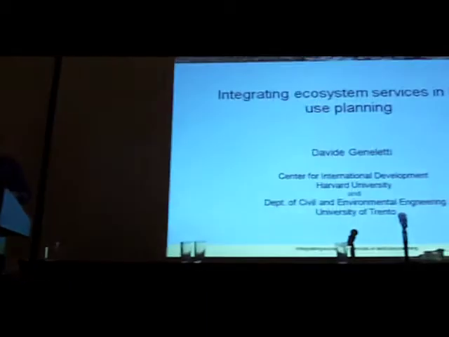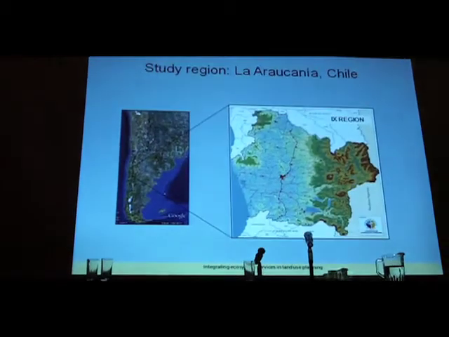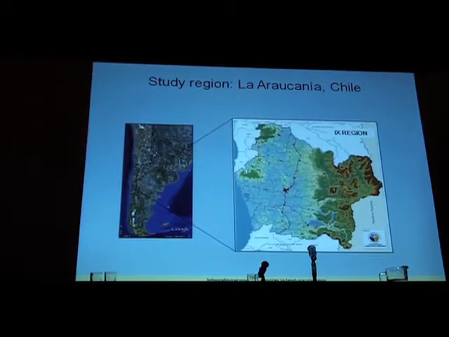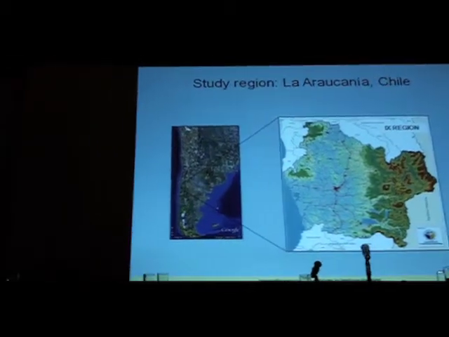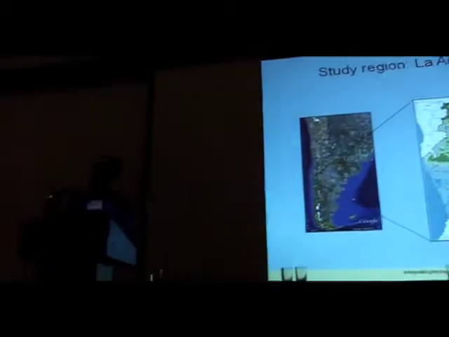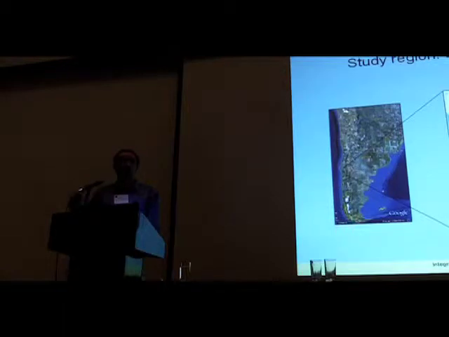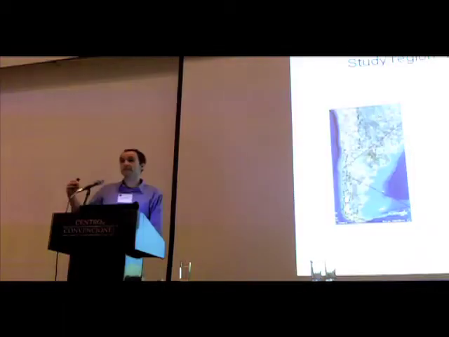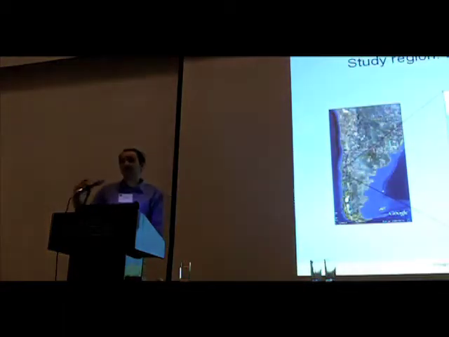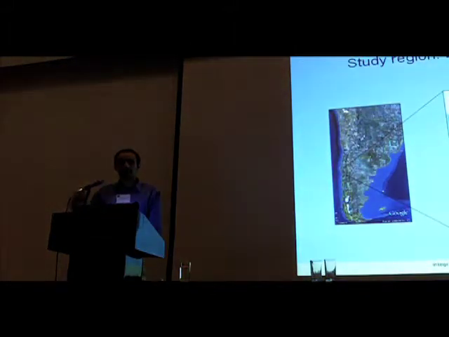Okay, the study area is the Araucanía region in southern Chile that was selected because it has a very high value in terms of natural capital, but it's also considered among the poorest regions of the country, affected by widespread poverty and a high reliance on ecosystem services as a subsistence livelihood.